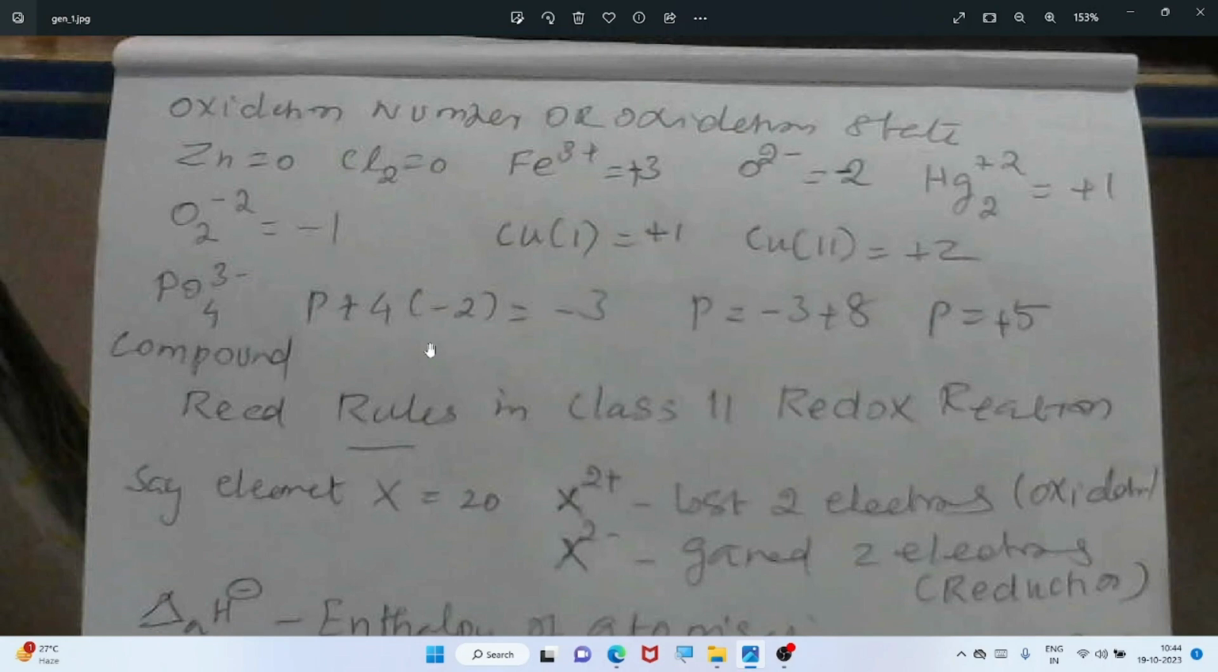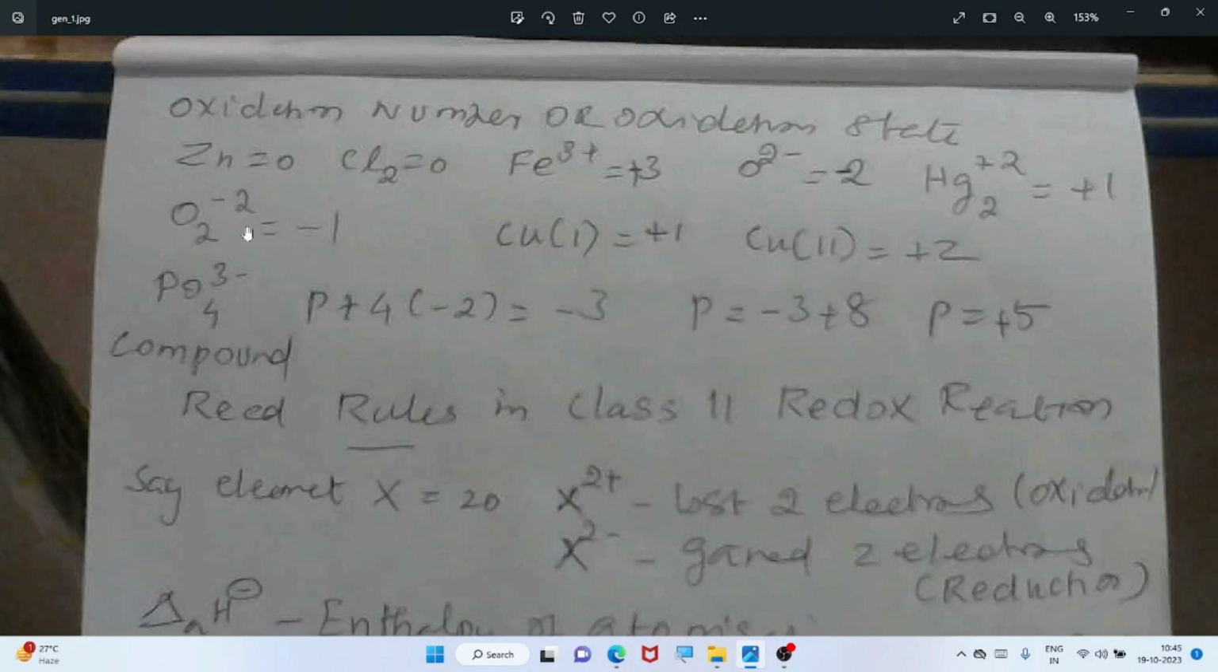How to find the oxidation number of the various elements? Neutral elements are 0, like here zinc is 0, Cl2 is 0. But if it is a charge, then it will be the single charge: 3+ means +3, 2- means -2. But if it is a diatomic like He2 2+, then you have to divide by the number of atoms. So here +2 divided by 2 is +1. In a compound, how to find the oxidation state? Here phosphorus, how to find? You take the oxygen as -2, then you will get P equal to +5.